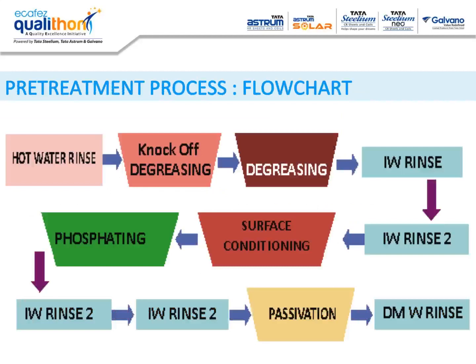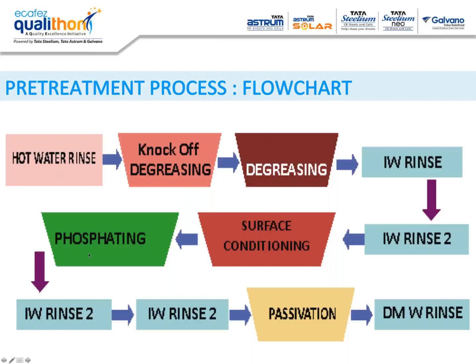Now, looking at this, here we are with a fresh flow chart, which you can just refer to. First is hot water rinse, then knock off degreasing, then degreasing. You can call this a three-stage degreasing, then a two-stage rinsing, then surface conditioning, then phosphating, then industrial water rinse, then passivation chemical usually prepared in DM water, and the last is DM water rinse. Now this can be a very good system for your purpose.